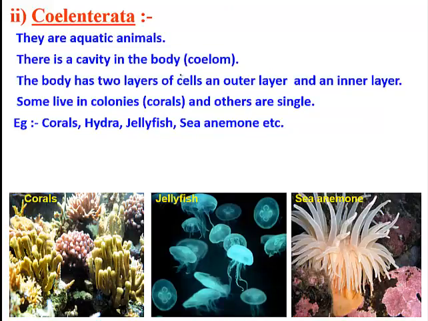Coelenterata are also aquatic in nature, and these have a cavity inside, or you can say coelomates. The body has two layers, outer and inner layers, and some of them remain as colonies, what we call corals, whereas others are single. So examples are corals, hydra, jellyfish, sea anemone, etc. You can even see the images here.